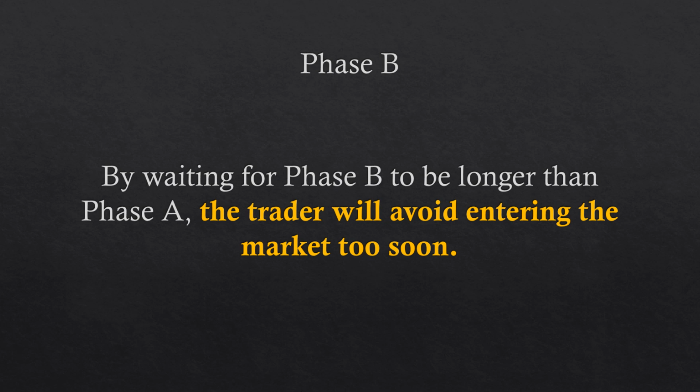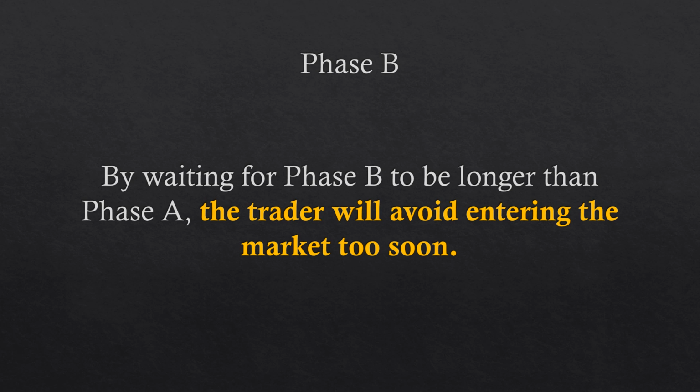By waiting for phase B to have a longer time duration than phase A, the trader will usually avoid entering the market too soon. When phase B becomes longer than A, the trader can also increase his level of alertness while looking for a false breakout.